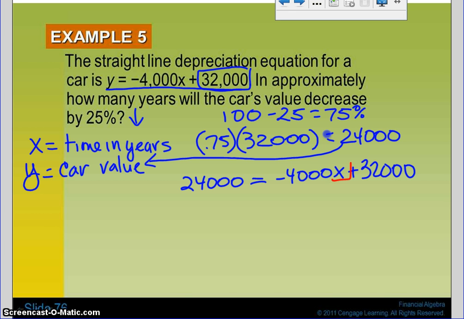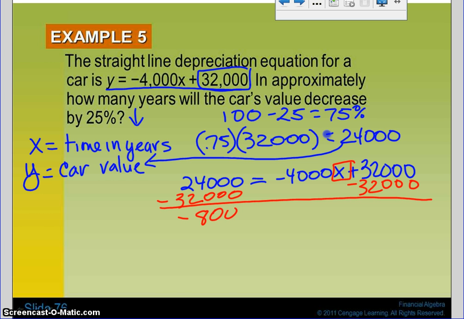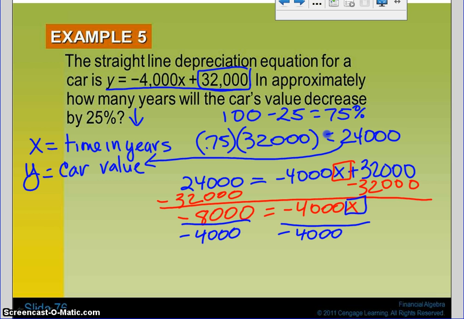So remember, our goal here is to isolate x. So the first thing we're going to do, it's just a basic couple of step algebra problem. We're going to subtract 32,000 from both sides. And I end up with negative 8,000 equals negative 4,000x. My final step to getting x by itself is going to be to divide both sides by negative 4,000. And I find that at 2 years, the car will have gone down 25% in value.